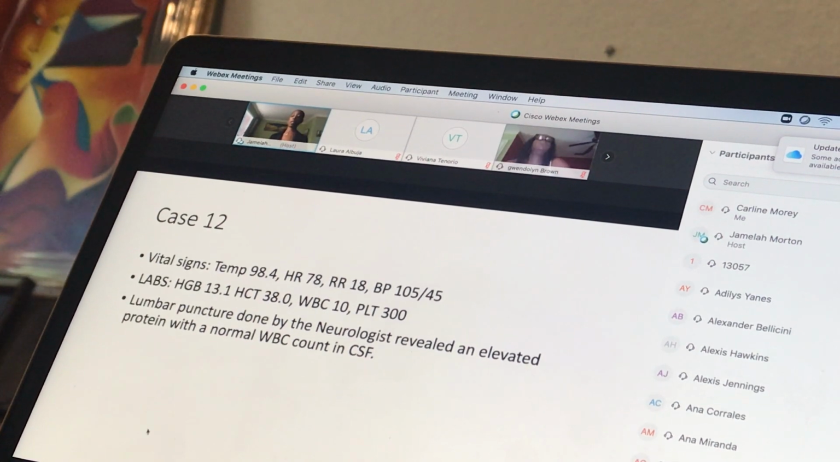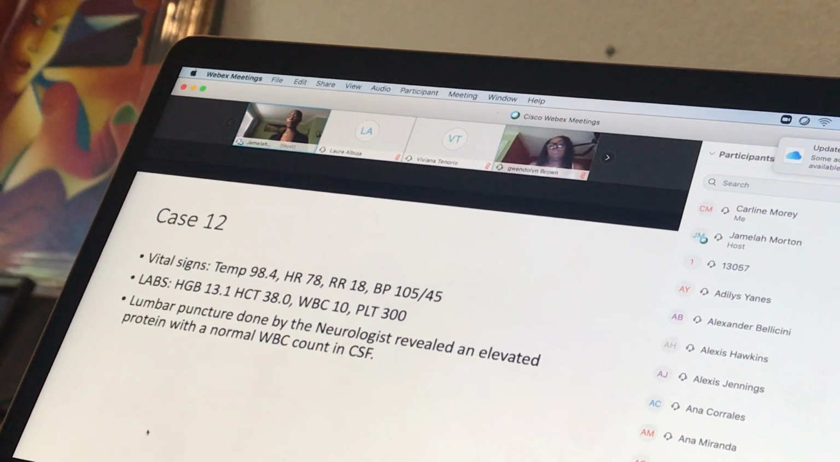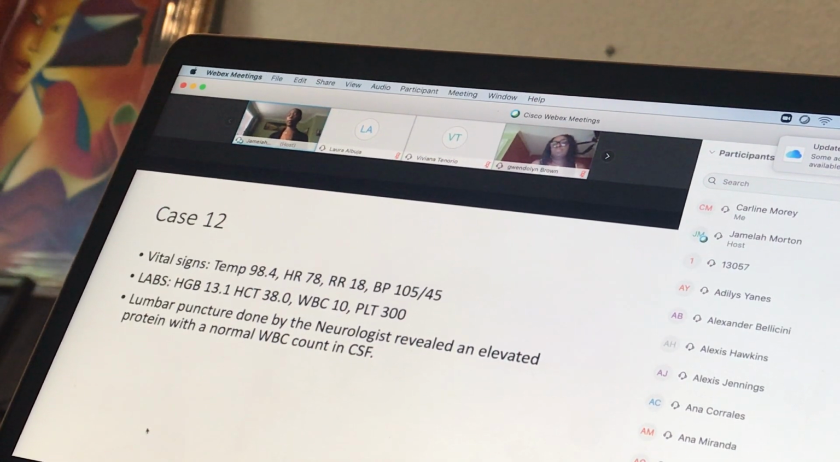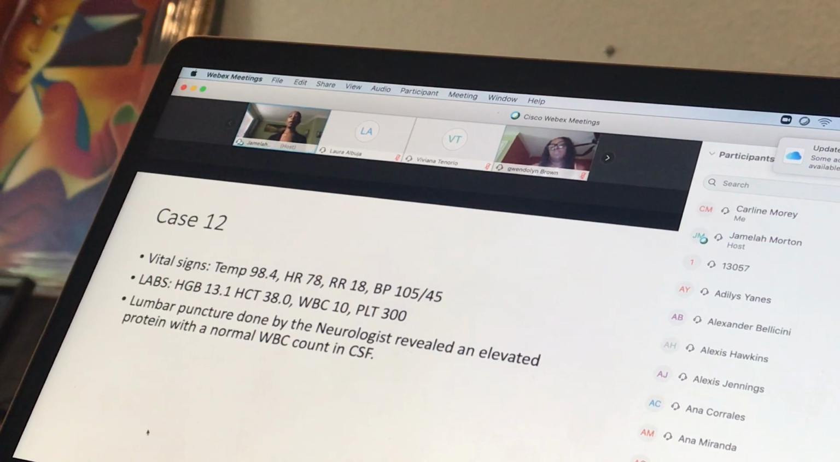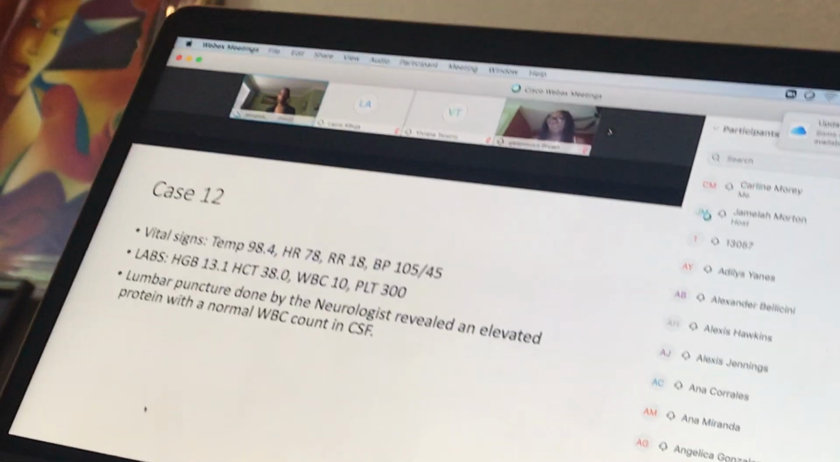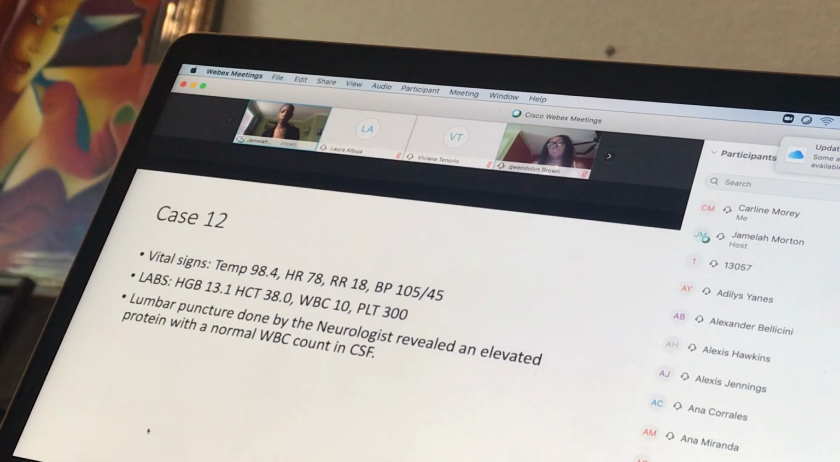Viral meningitis, the protein will be elevated, but not as elevated as bacterial. The white blood cells will be elevated, but you'll have lymphocytosis, not neutrophilia. And usually glucose can be down or just normal, okay? Depending. Now, in this case, you have a patient with elevated protein with normal WBCs in the CSF.